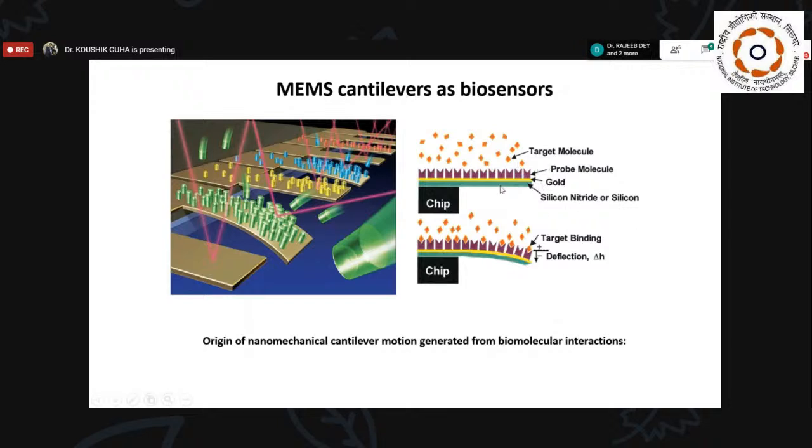Whenever the target molecule comes in close contact with the analyte, it will bind. After the binding, it will exert some stress on the cantilever. Due to the stress, it will undergo some deflection. Whenever it deflects the cantilever beam, it will generate some kind of voltage. If you measure the deflection, the amount of deflection directly corresponds to the amount of target analyte. So by measuring the deflection, we can estimate how many molecules are coming and binding with our probe molecule. This kind of technique can also be implemented to detect some kinds of biological particles.